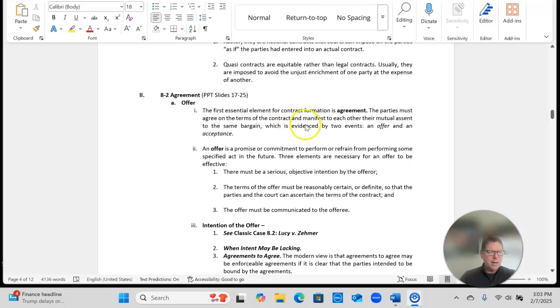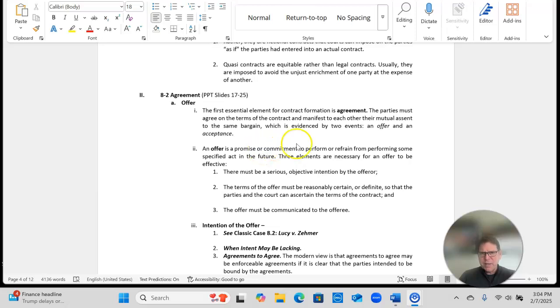Some other things that are not offers: language of negotiations, sometimes referred to as preliminary negotiations. "Would you be willing? I bet you wouldn't sell that for this. Would you be willing? Or would you consider the concept of selling that?" These are preliminary negotiation language. They typically do not rise to the level of an offer.